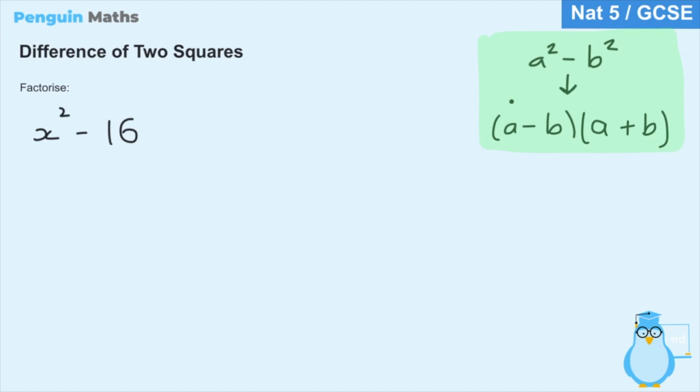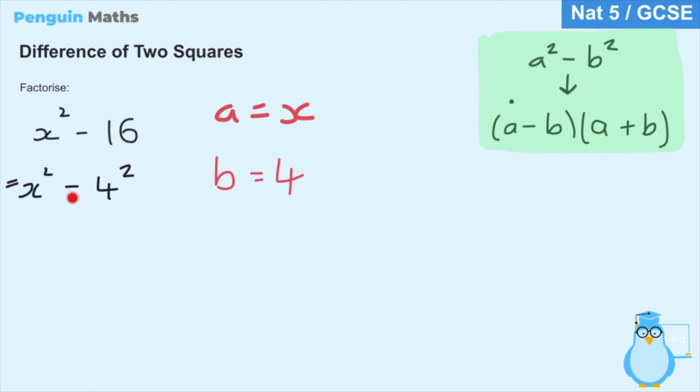And to do that, what we must do is look at this expression and see if it can be put into the form of a squared minus b squared, or in other words just something squared minus something else squared. We can clearly see for the first term we have x squared, which means we can say that a would be equal to x. And for our second term we have 16, which indeed can also be written as something squared. Why is that the case? Well, 16 is what is known as a square number, which means that it's the product of a number multiplied by itself. In this case we know that 4 times 4 is 16, so we can simply write 16 as 4 squared.